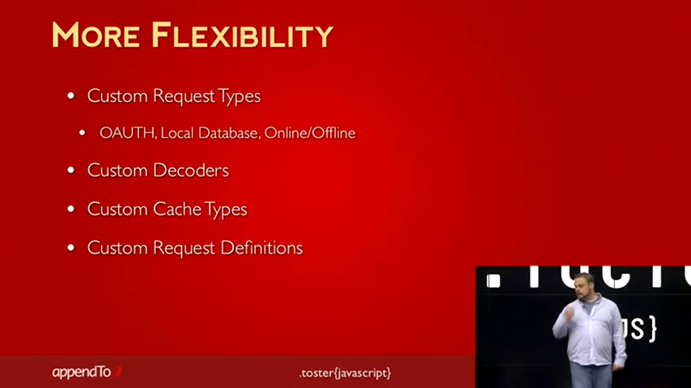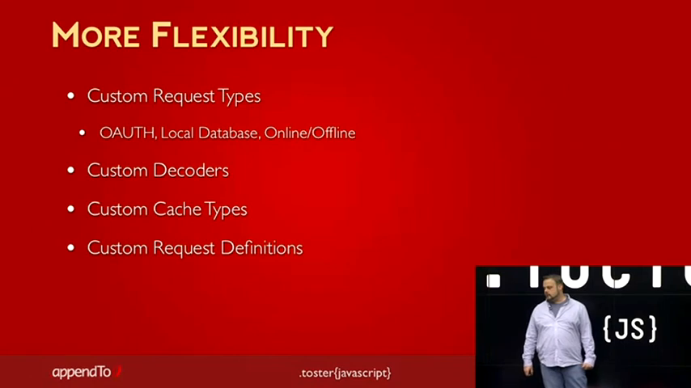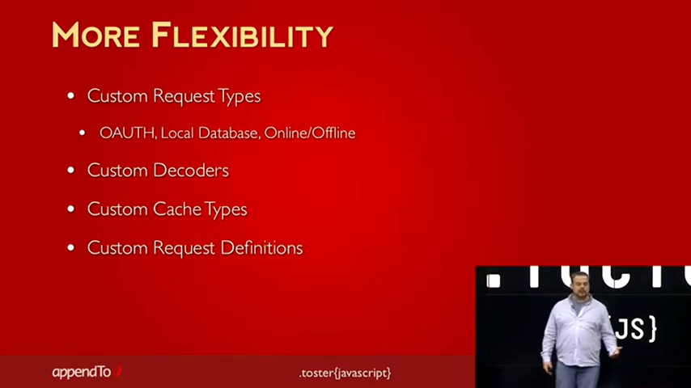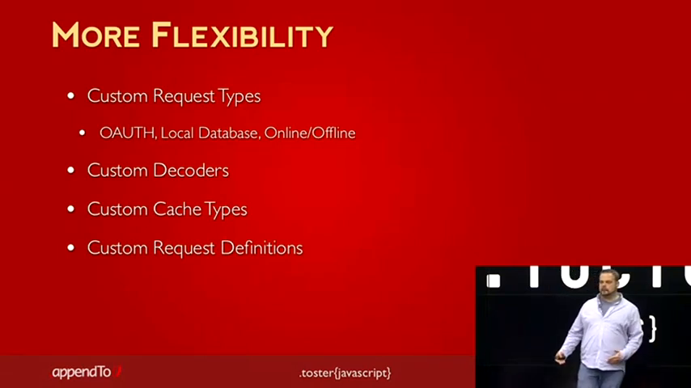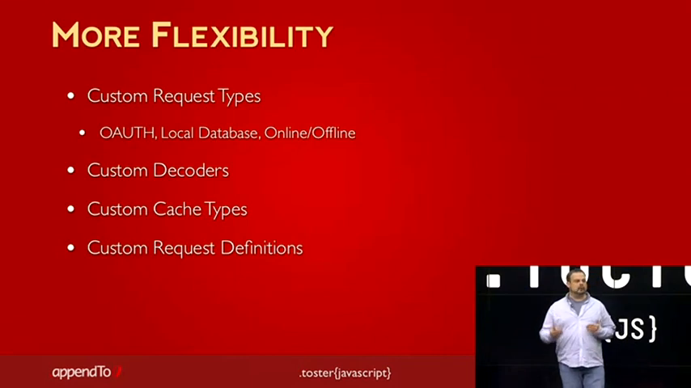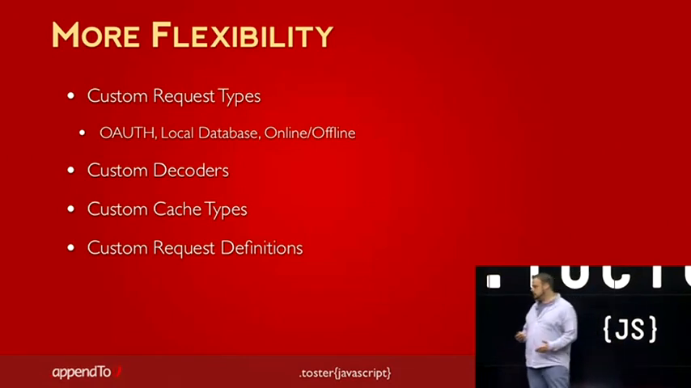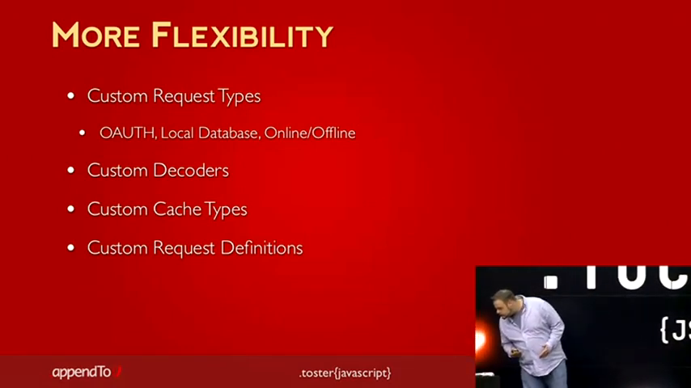There's more flexibility that you can do with the request method. You can define custom request types. So if you wanted to build something for OAuth or a local database or online, offline mode, you can define your own request type. You can define custom decoders, and I can never remember what it is, so I put in my notes here, which are really small.